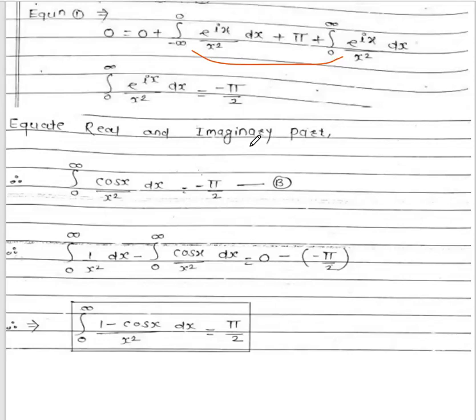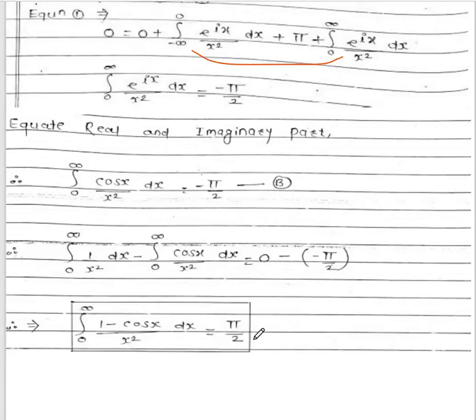Okay, now here we will equate the real and imaginary parts. Therefore the integral from 0 to infinity of cos x upon x square dx equals minus pi by 2. So this can be written as the integral of dx upon x square minus the integral from 0 to infinity of cos x dx upon x square equals 0 minus pi by 2, and hence we get the required result: the integral from 0 to infinity of 1 minus cos x upon x square dx equals pi by 2. Okay, so this is example number 6.